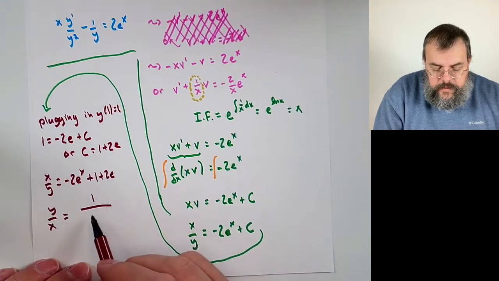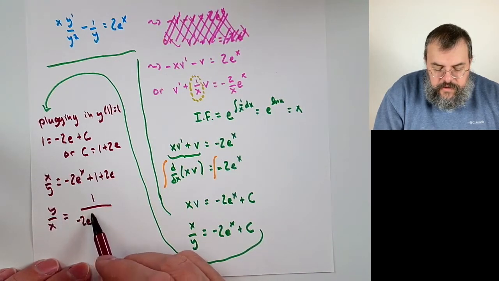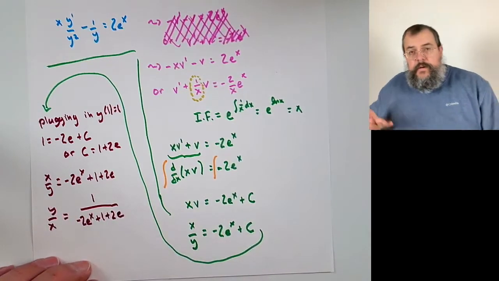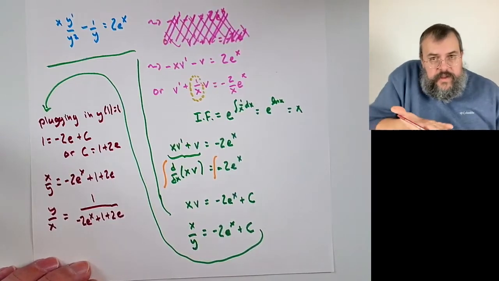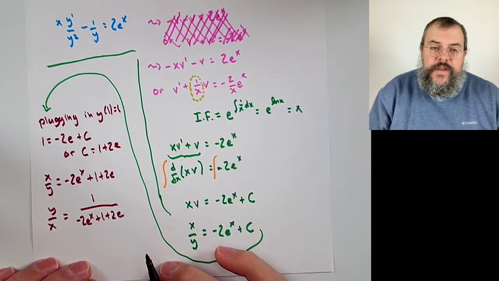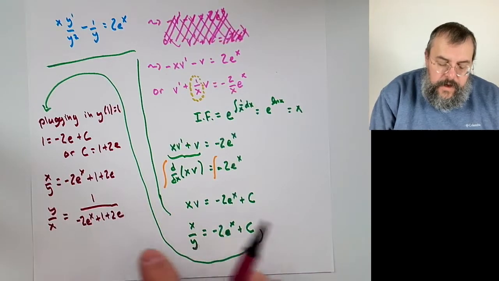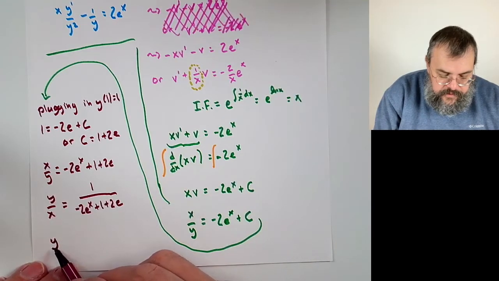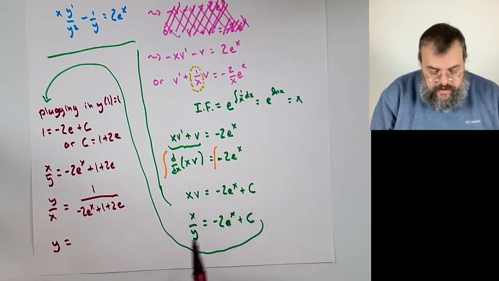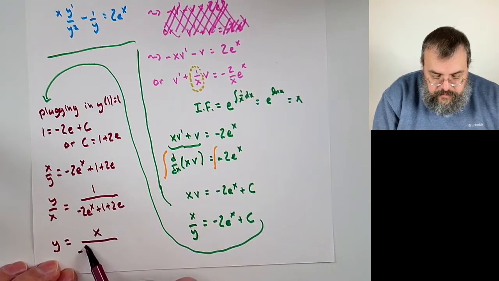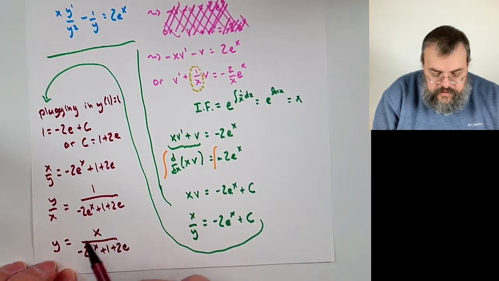Flip both sides: y over x. If you flip the other side, 1 over, you flip the whole thing. You don't flip it one term at a time. It's like putting the spatula under the whole thing, and the whole thing flips over. To get y by itself, the last step, multiply through by x, and we get that y is equal to x all over minus 2 e to the x plus 1 plus 2e.